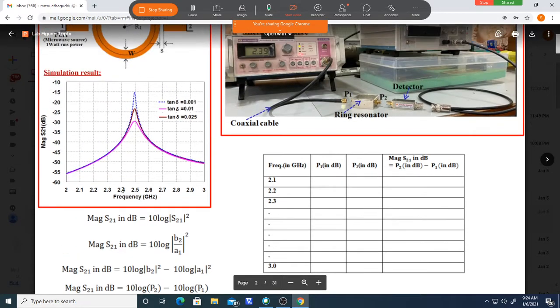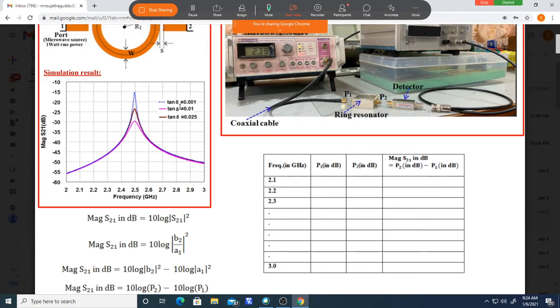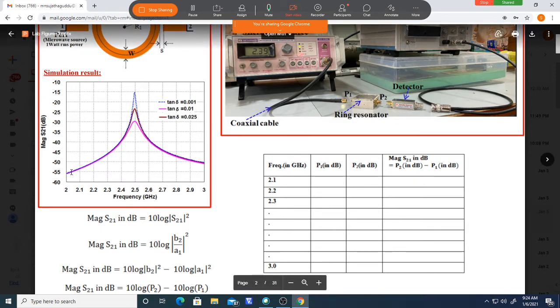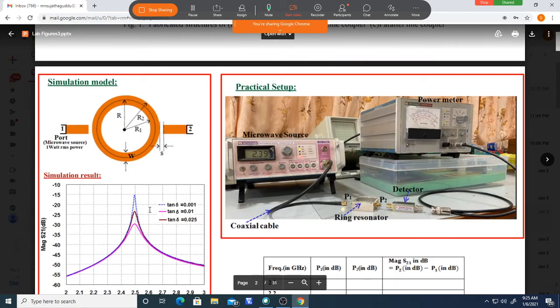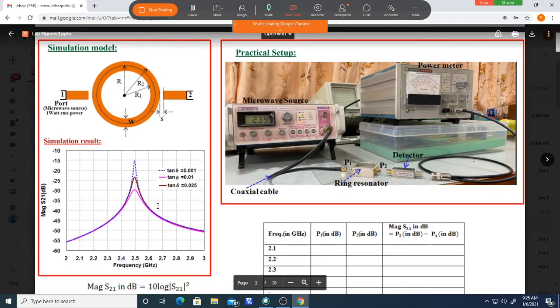We plot P2 minus P1 in dB at every frequency. This is the plot we got for different values of tan delta, and we observed that as tan delta increases, loss increases. We get this plot directly from the simulation tool without any effort, simply by taking the magnitude of S21 in dB.